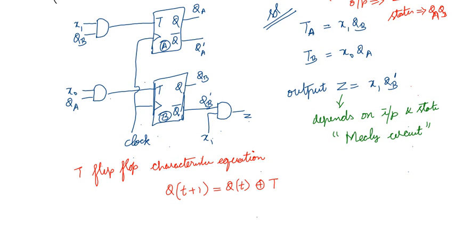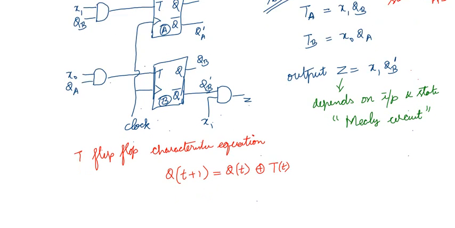So this is your characteristic equation of a T flip-flop, right? You can see it clearly. Qt plus 1 is the next state. This is your present state, and this is your present input, the present T input. We know this from the previous lecture. This is the characteristic equation of a T flip-flop.